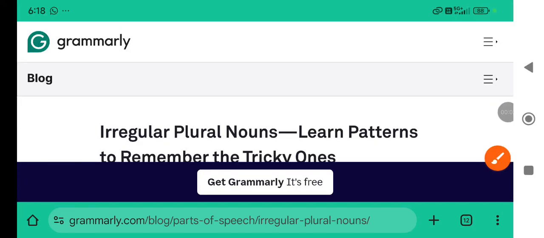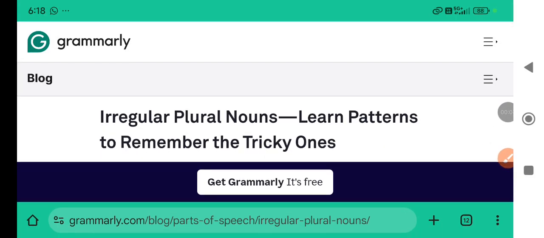Students, here we are going to discuss irregular plural nouns. Regular plurals are generally books, cups, schools, pens, ladies, calves. So these are the very common, normal plural forms of nouns.